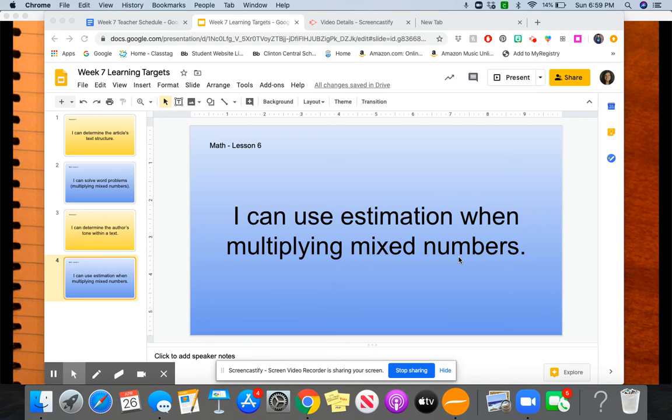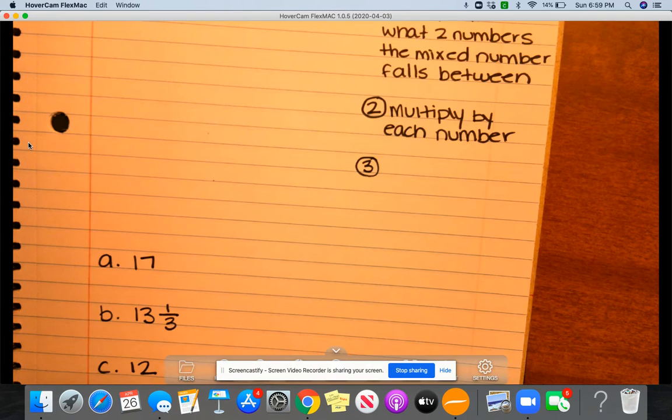Hi guys! So today we're doing math lesson 6 and this is the learning target we're focusing on. I can use estimation when multiplying mixed numbers.